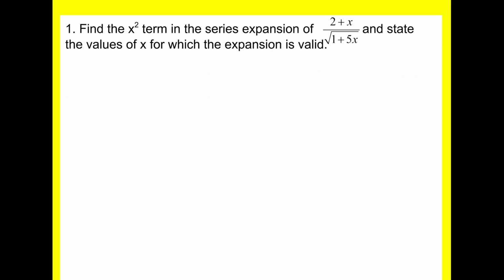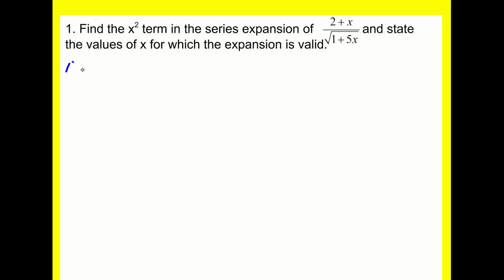I'm going to go through them. So find the x squared term of this thing here and state the values of x for which the expansion is valid. Okay, well this thing here looks horrendous at the moment, and we don't want to expand just the denominator. We don't want to write it as 1 plus 5x to the power of a half and expand that, because then we're just going to get 2 plus x divided by some infinite series, and that is not going to really help us if we want this x squared term.